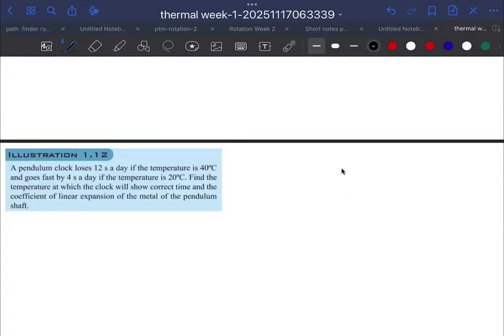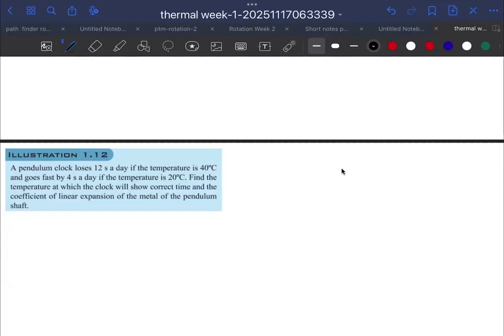A pendulum clock loses 12 seconds a day if the temperature is 40 and goes fast by 4 seconds a day if the temperature is 20. Now, the correct temperature is somewhere between 20 and 40. Let theta C be the correct temperature, or the temperature where the clock is calibrated. Find the temperature at which the clock shows correct time, and the coefficient of linear expansion. Right, no issues.